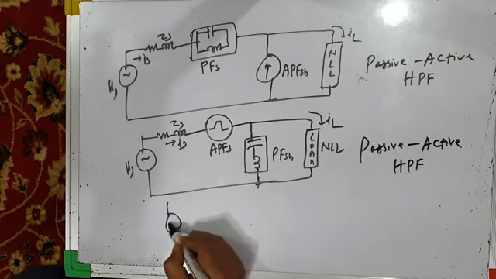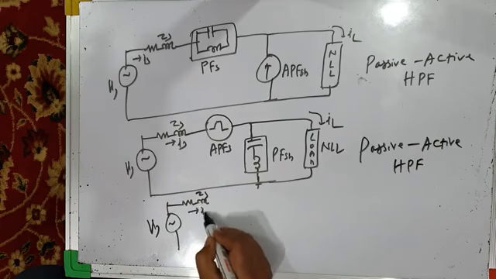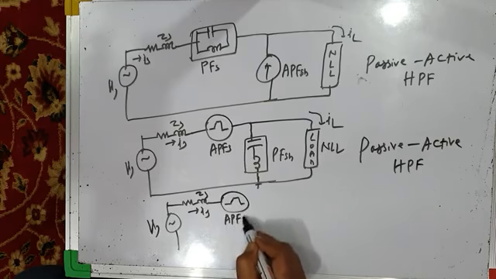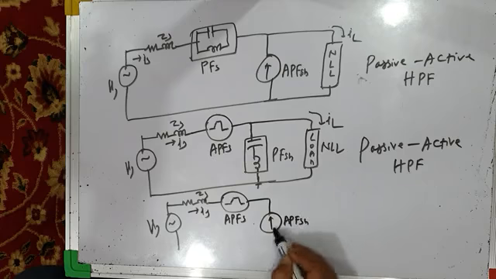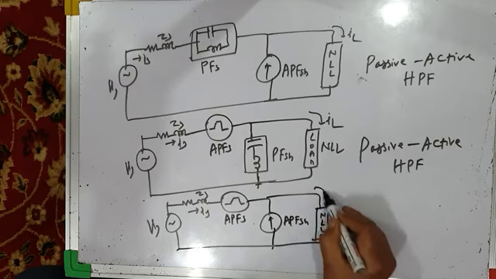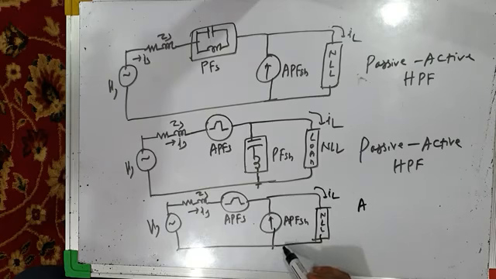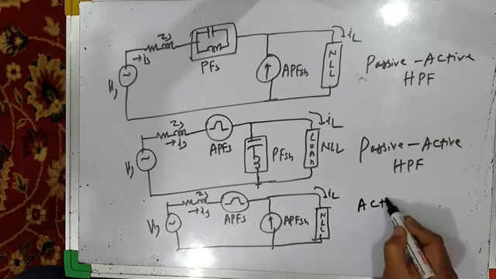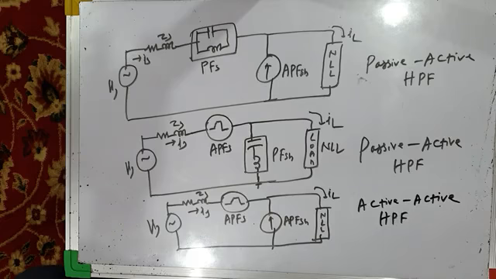And last type will be like this: source impedance. This is series active power filter, and this is shunt active power filter. And this is your non-linear load. So series filter is active, shunt filter is also active. This takes care of current harmonics, this takes care of voltage harmonics. So this is an example of active hybrid power filter, active HPF.